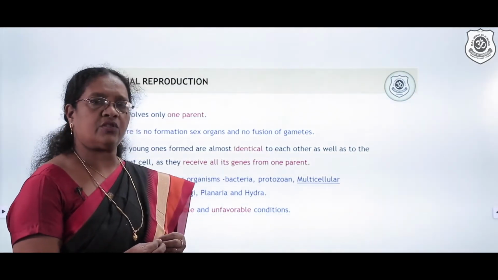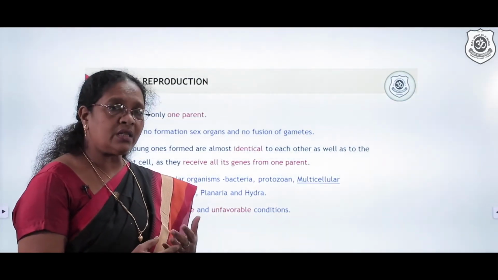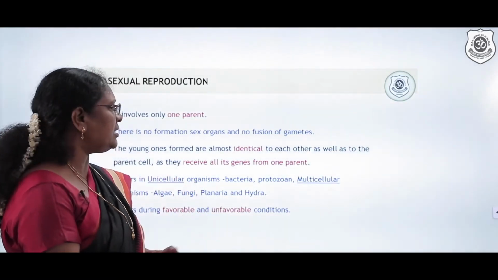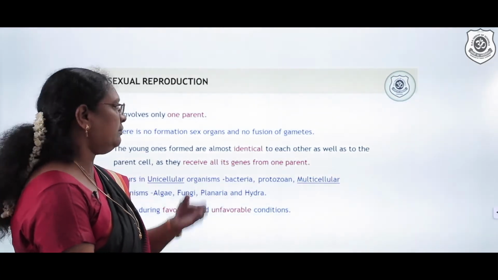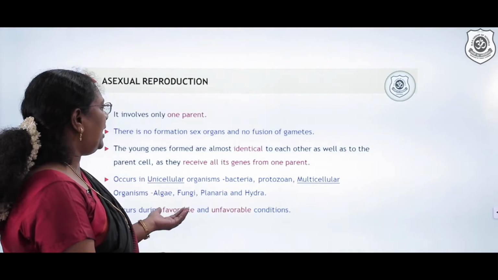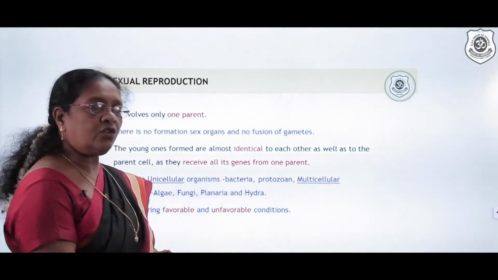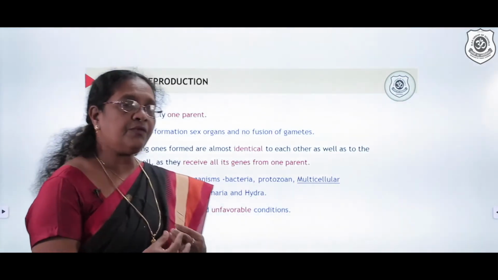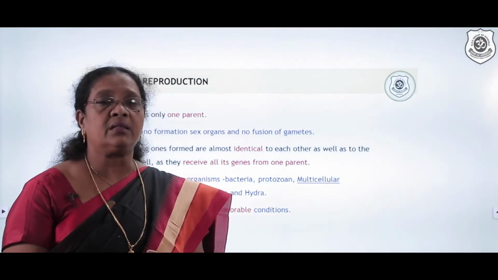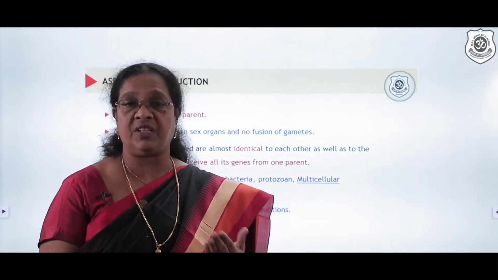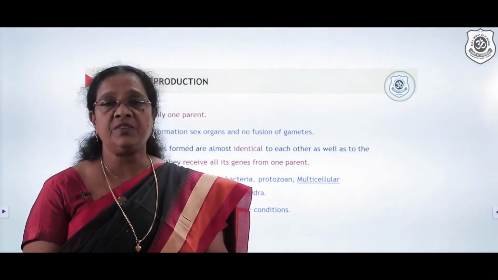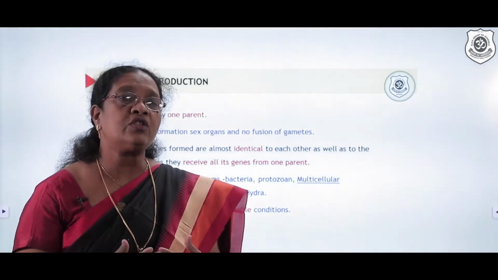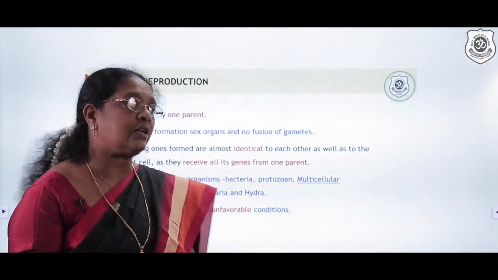We observe asexual reproduction in unicellular organisms and in multicellular organisms. The unicellular organisms such as bacteria and protozoa, and the multicellular organisms like algae, fungi, planaria, and hydra also show asexual reproduction. We find asexual reproduction can occur in two conditions. It can be under a favorable condition. It can be under an unfavorable condition also. Depending on the situation, the organisms try to change themselves, adapt themselves, and start reproducing.